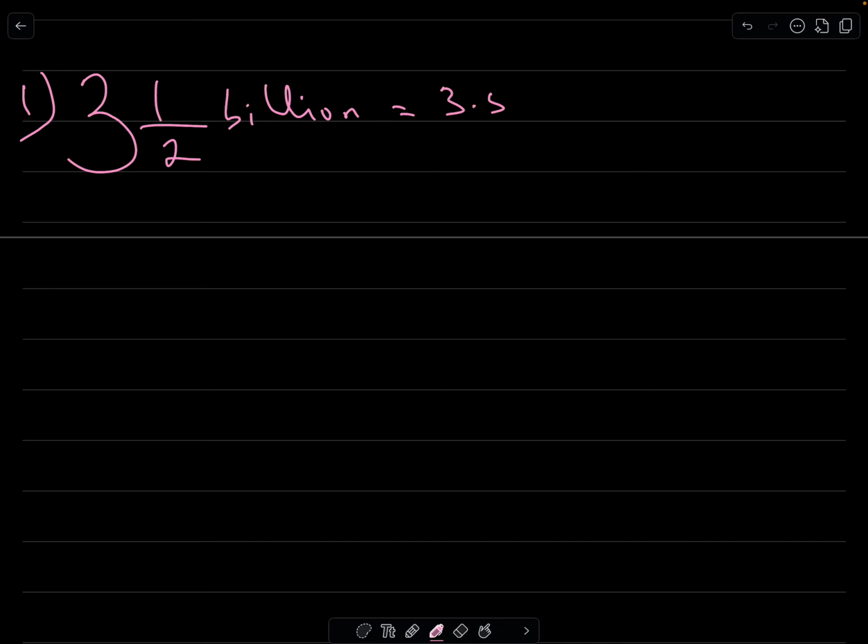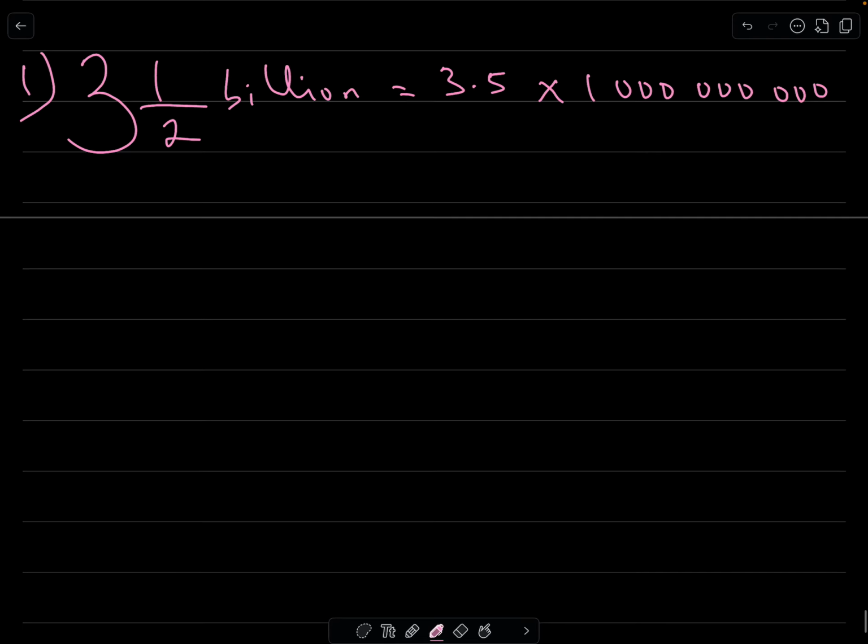Let's start from part number 1. Write 3.5 billion in digits. 3.5 billion in digits. 3.5 billion will be equal to 3.5, so 3.5 billion will mean 3.5 times 1 billion. 1 billion has 9 zeros, so you put the 9 zeros.